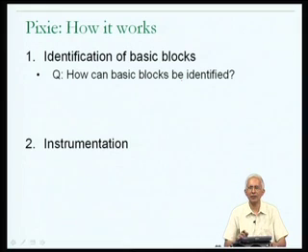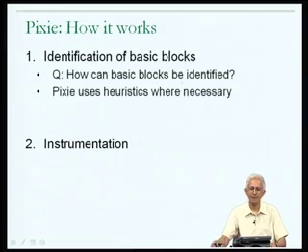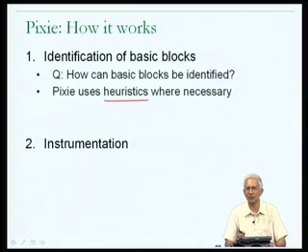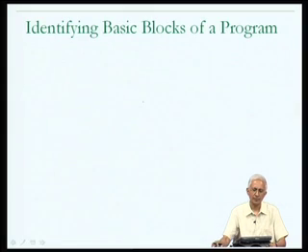So the first question in understanding how Pixie works is how can basic blocks be identified? And we're going to look into this a little bit, but it turns out that Pixie used certain heuristics where necessary. What I mean by a heuristic is some kind of a guideline not based on any exact scientific principle, but just a guideline. So let's try to understand how to identify the basic blocks of a program.